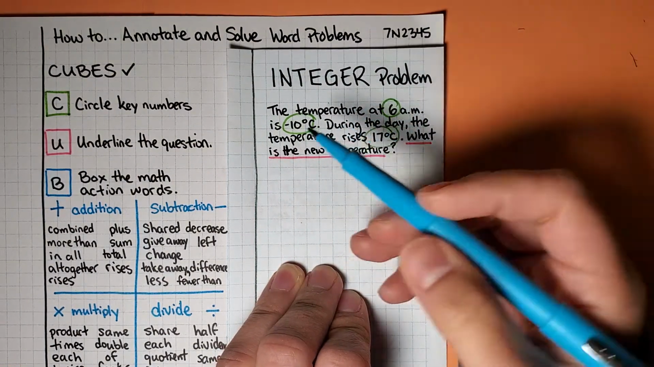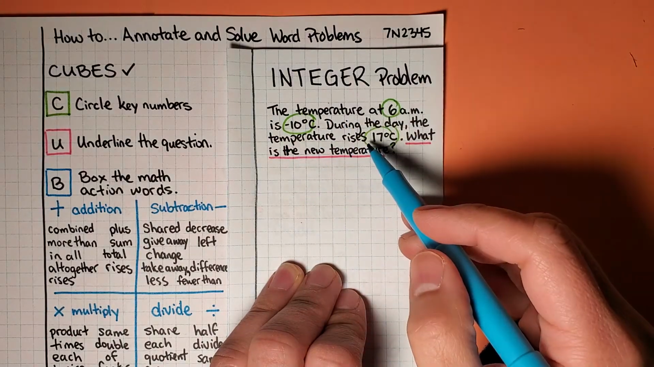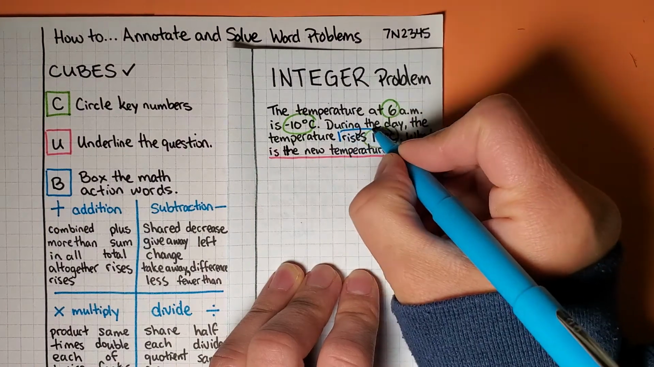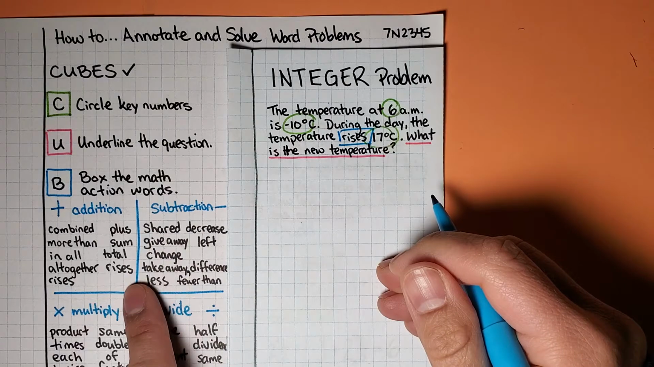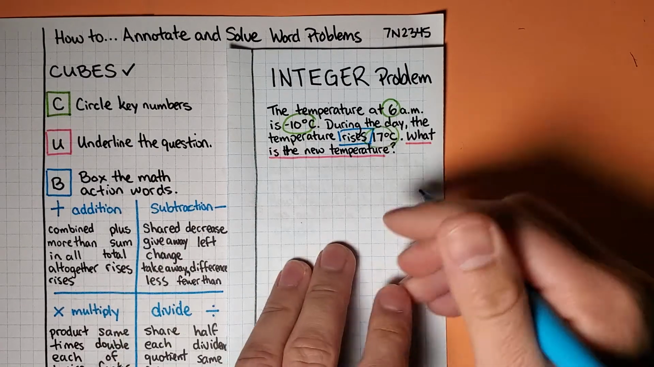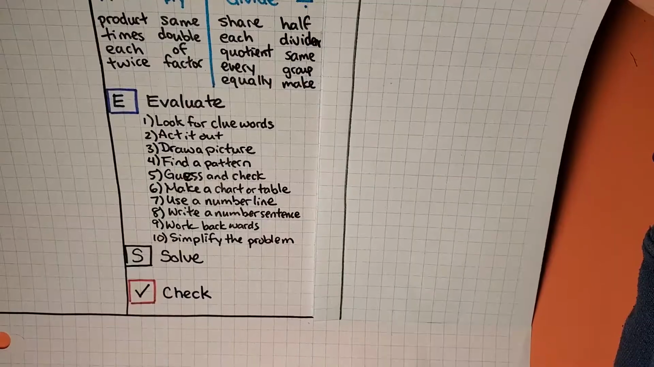Box the action words. All right, the temperature at 6 a.m. is this. During the day, the temperature rises. Rises would be the key word. Rises is in addition. Try a little plus sign there.